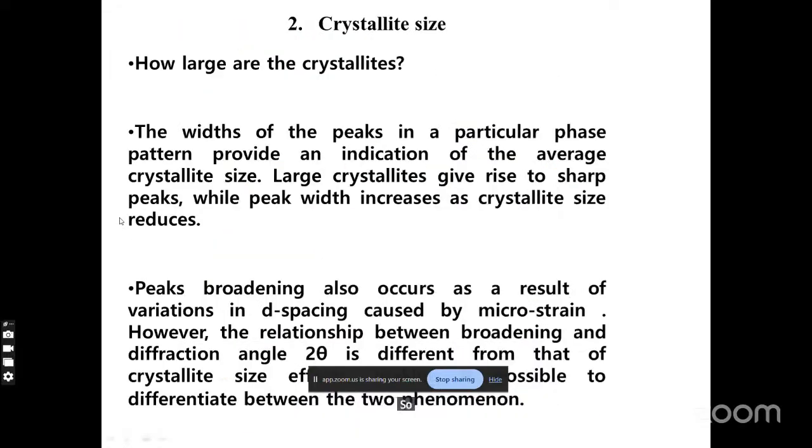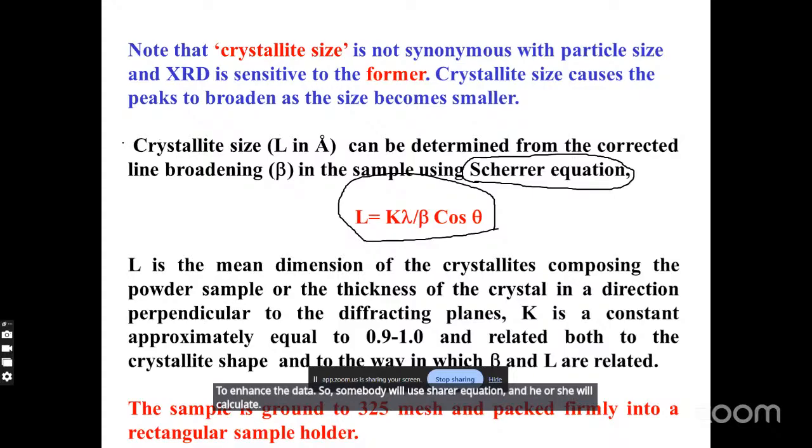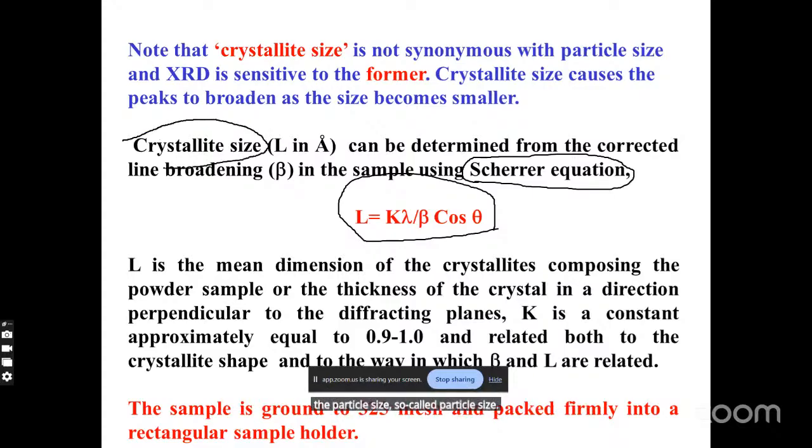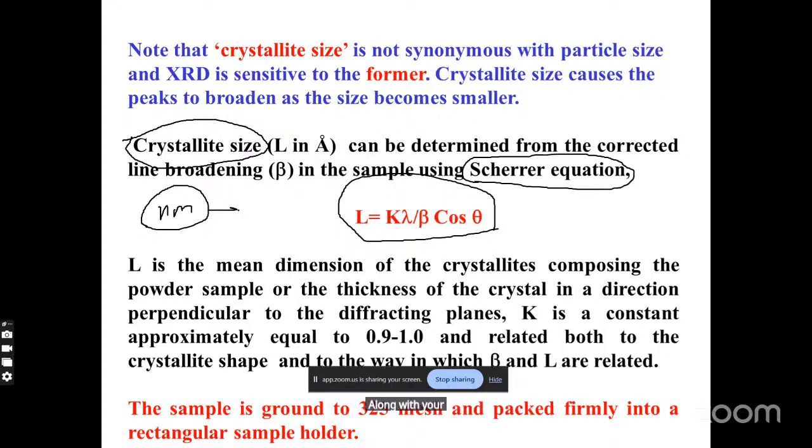So in XRD, most of the time, when you are writing a paper, your professor will ask you to enhance the data. Somebody will use the Scherrer equation and calculate the so-called particle size or crystallite size, and include it in the paper. If they are preparing nanomaterial, it is advantageous, and will be appreciated by the referee, if you calculate this crystallite size and report it along with your particle size obtained by microscopy.